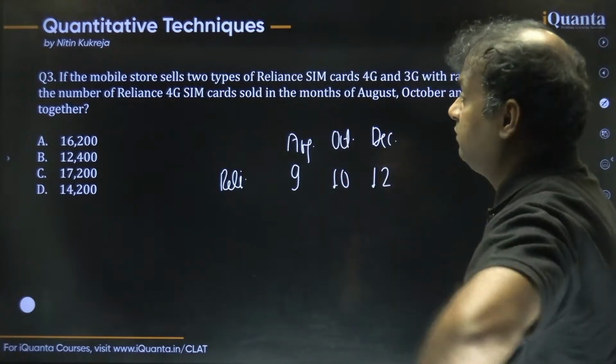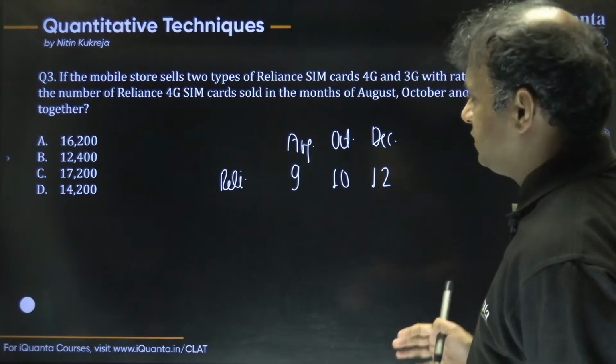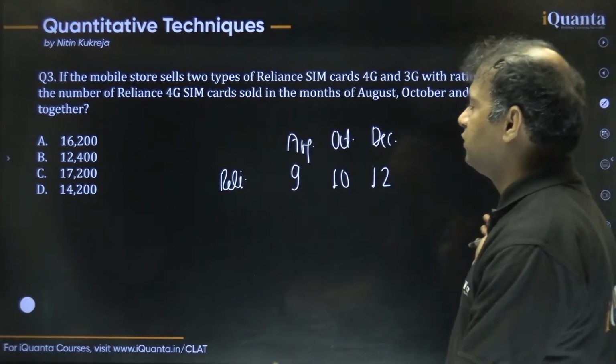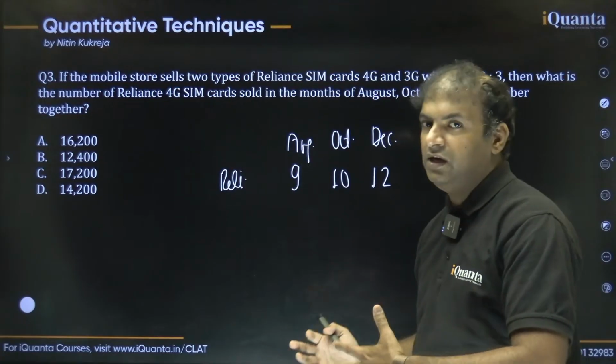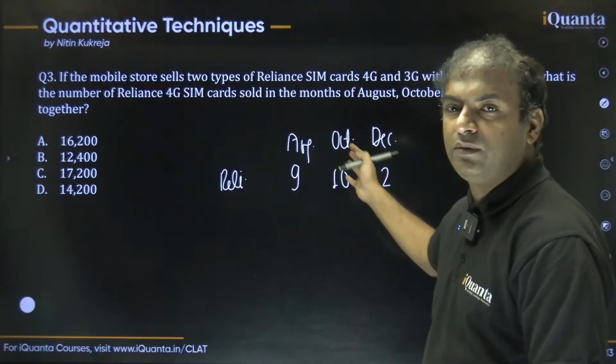Guys, there can be a few ways of doing this question. Either you can find the number of 4G SIMs of each month among the given 3 months and add them. Either you can do that, you can find the number of 4G SIMs of each month among the given 3 months and add them.